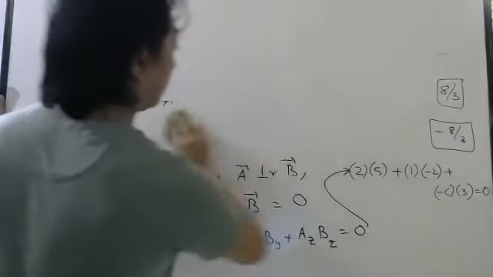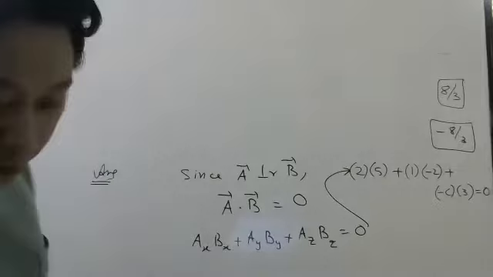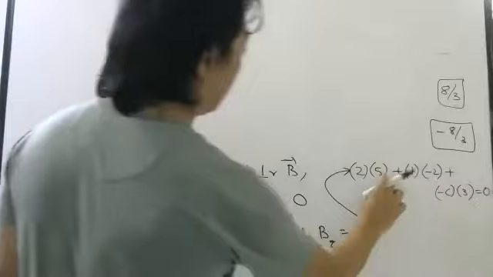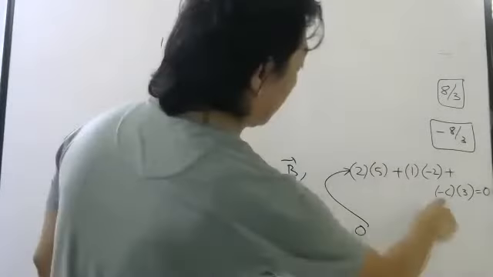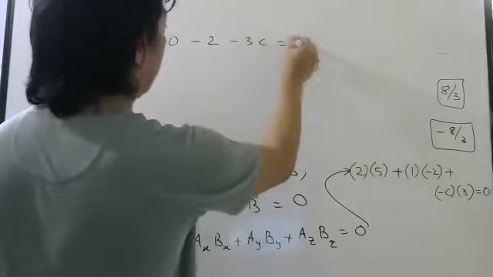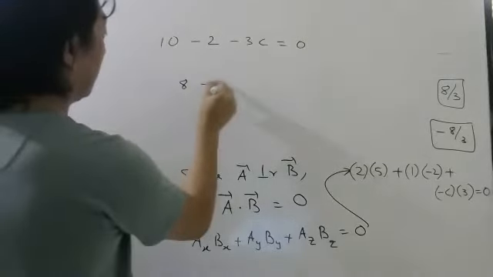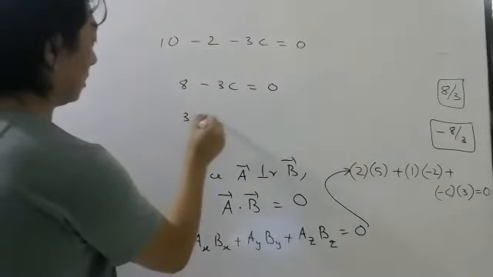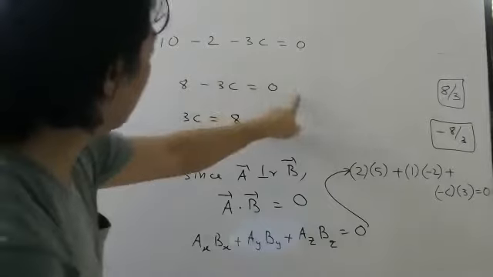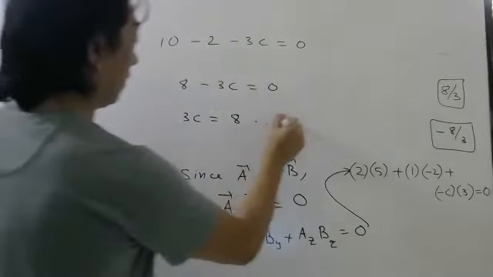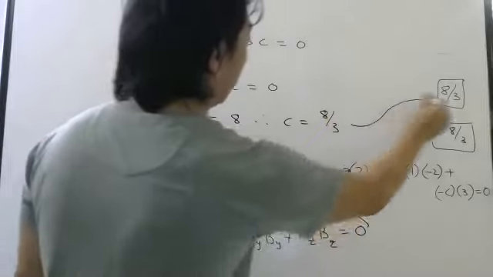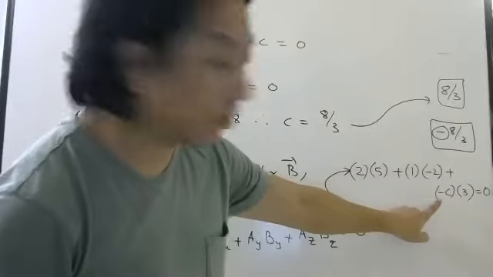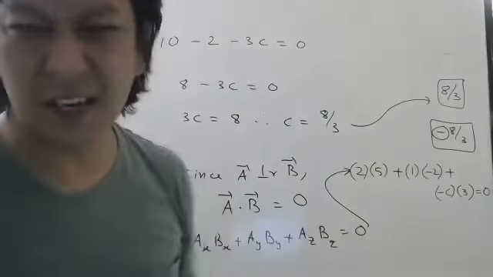So what will we get? 2 fives are 10. This is minus 2, plus minus is minus. This is minus 3c. So 10 minus 2 is 8, and 8 minus 3c equals 0. Take 3c to this side, so 3c will be 8. Then c will be 8 by 3. Correct. I think the ones who got minus may have forgotten to write minus c here. That can happen in the initial days, it is possible.